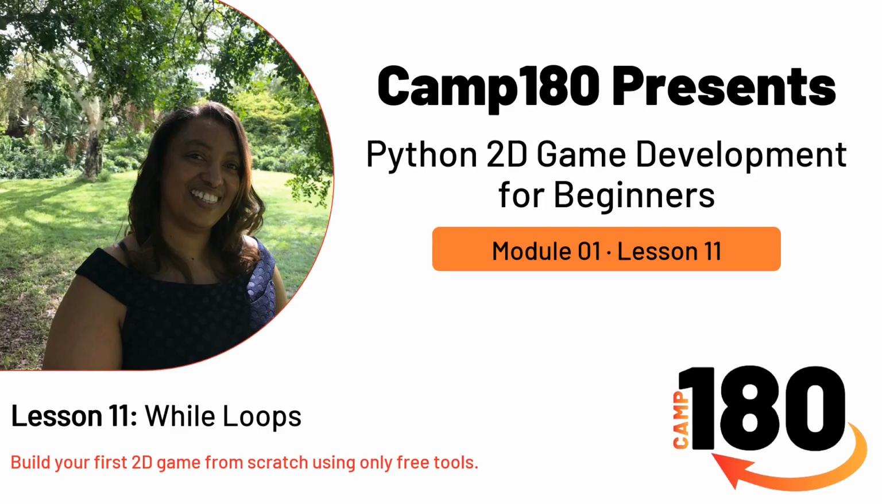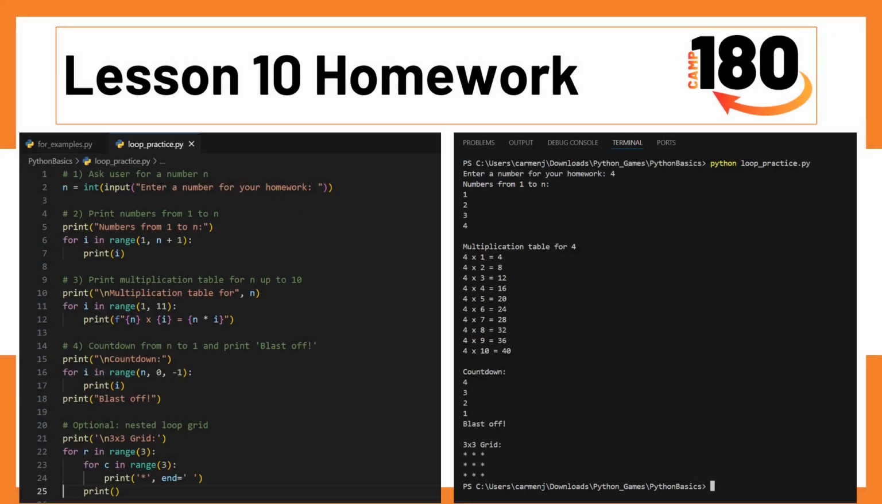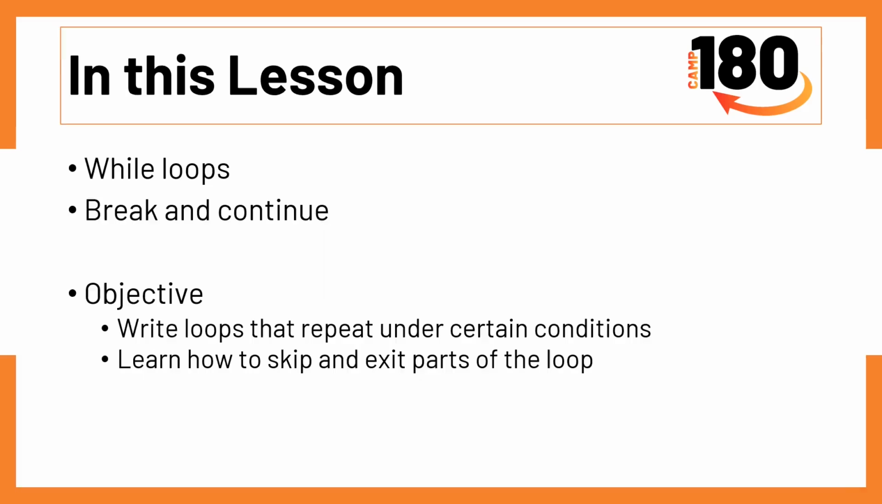In our last lesson, we learned how to use for loops to repeat actions a set number of times. You practiced using range with start, stop, and step values, and even created a small game-style loop. Today we're going to expand on that by learning about while loops and how to control them with break and continue. By the end of this lesson, you'll be able to write loops that repeat as long as a condition is true. You'll know how to skip or exit parts of the loop when you need to.